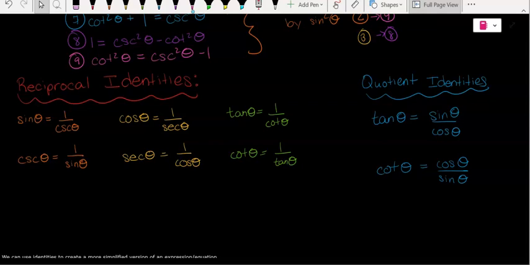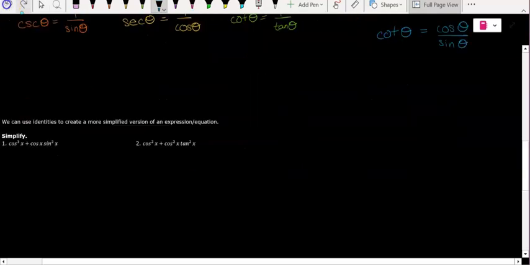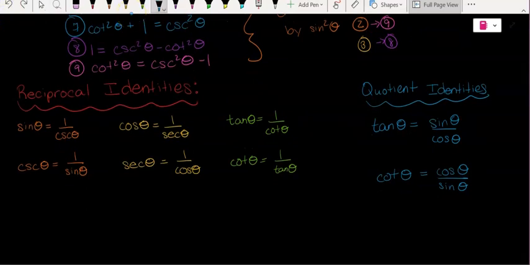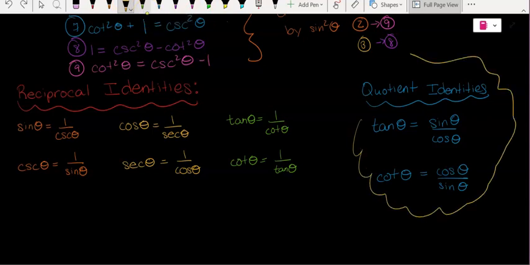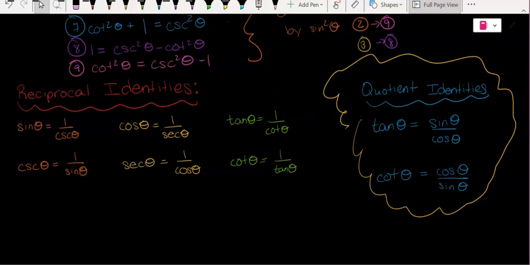For the sake of doing things with identities, you will occasionally use your tangent and cotangent reciprocal identities, but you won't use them very frequently. Instead, what you're going to end up using way more frequently when it comes down to tangent and cotangent will be these, our quotient identities. So saying that tangent is equal to sine over cosine and cotangent is equal to cosine over sine tends to be way more helpful for this portion of the unit.